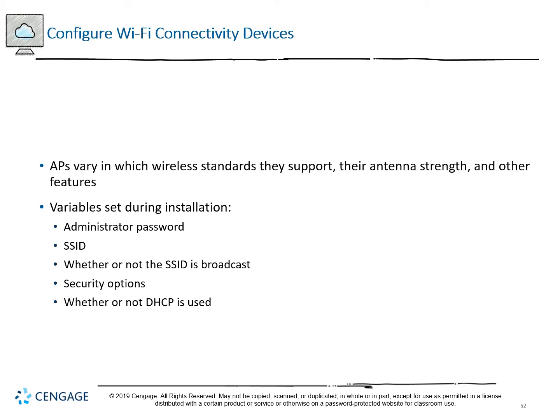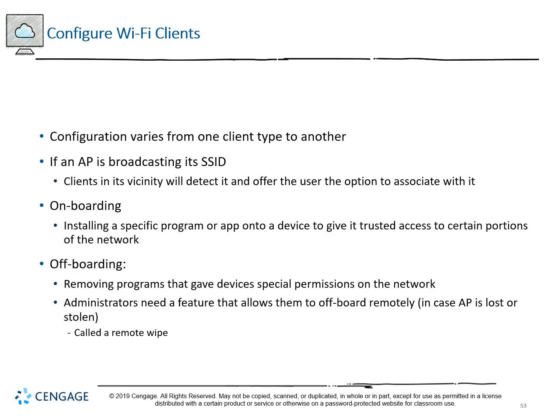APs will often vary in the standards that they support, as well as their antenna strength and other features, the length of the power cable being able to reach a particular area, and there are a number of variables that have to be set during installation. The administrator password, of course, we should always change from the default, the SSID, whether or not said SSID is broadcast, various security and encryption options, and whether or not we're going to use DHCP or static assignment. Configuration is always going to vary from one client type to another.